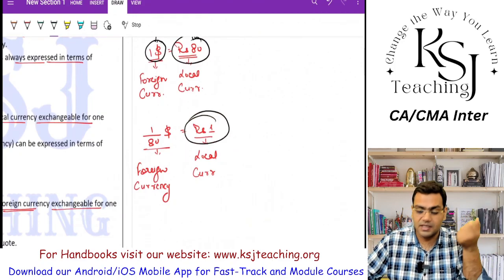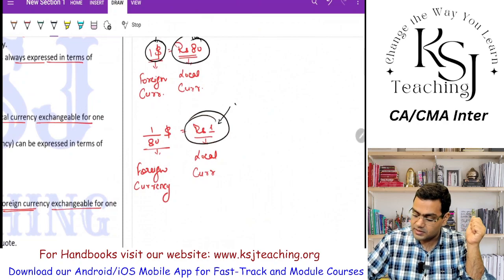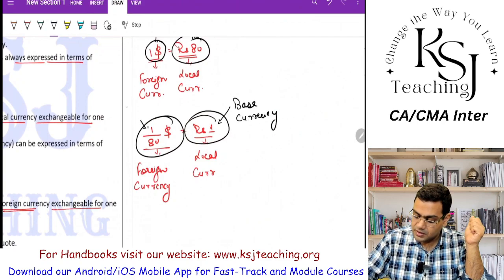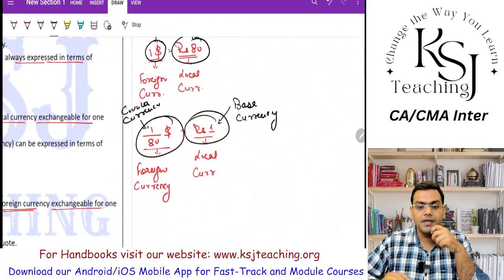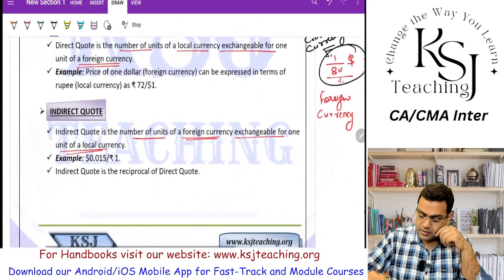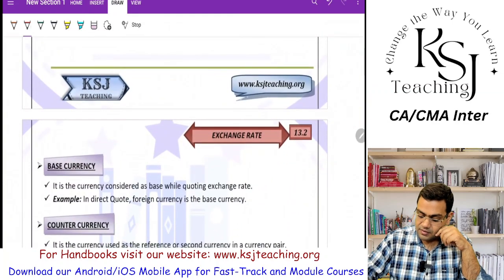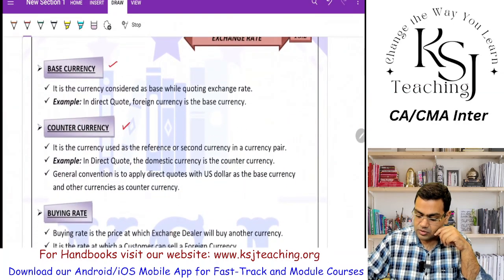So what is the base here? The base is the local currency. The local currency becomes the base currency and this foreign currency becomes the counter currency. Clear? So this is the base currency and the counter currency. So this is what is given in the base and counter currency. Just go through it once.